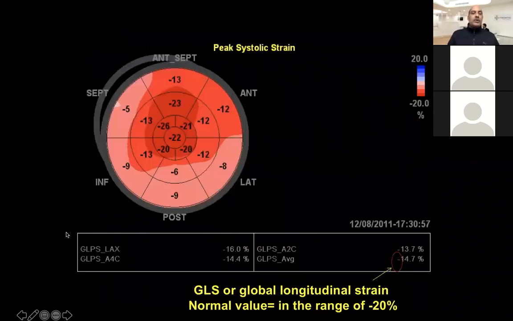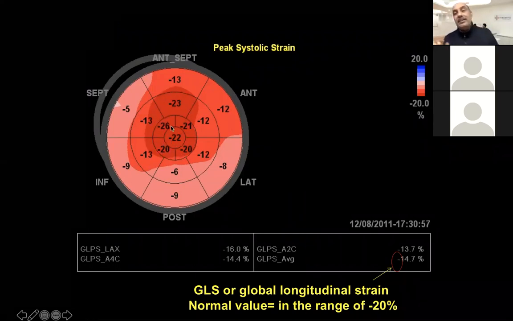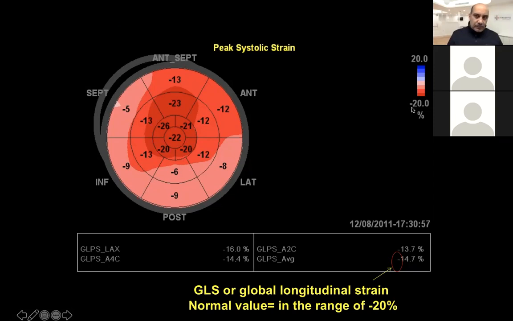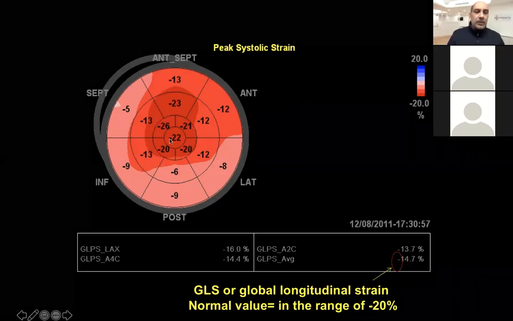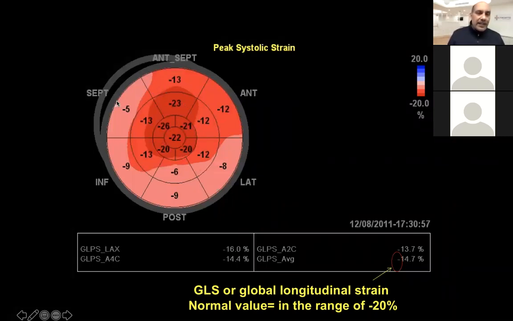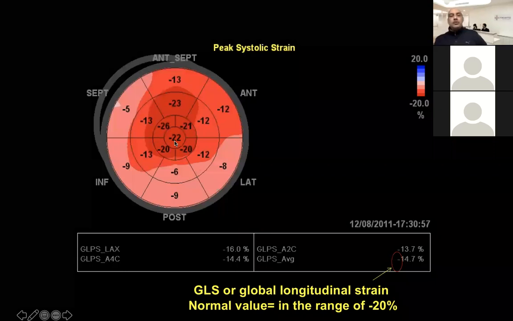And today we also can draw it on a bullseye plot. We can also color code them, so that extreme red means a very good contractility, more than minus 20, rather I'll say less than minus 20, because it is a negative value. So if the negative value increases from minus 20 to minus 21, minus 21 is smaller than minus 20. So the value minus 26 is better, more contractility. And the pinker one and lighter pinker one is less contractility. Normal value for GLS, or global longitudinal strain, is about minus 20 in most of the machines today.